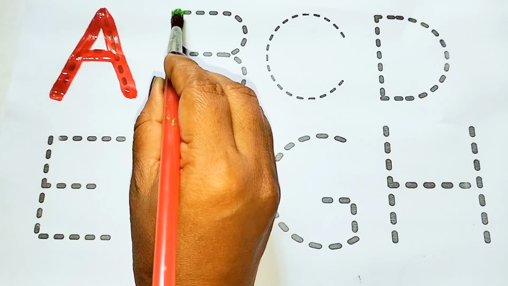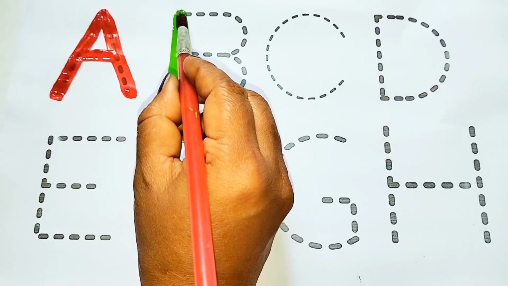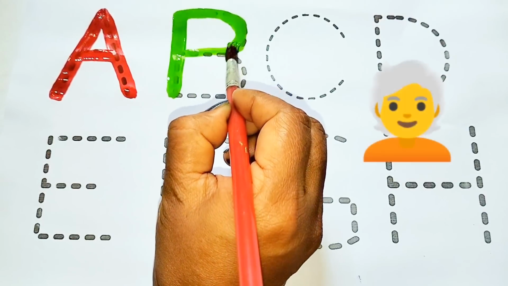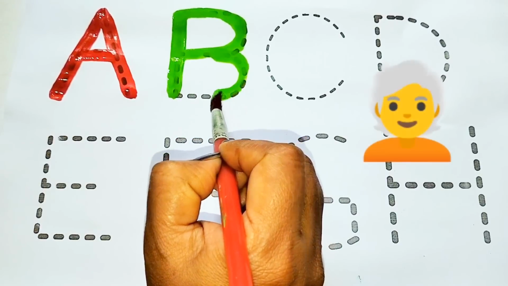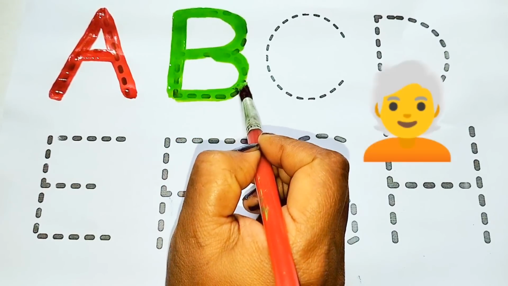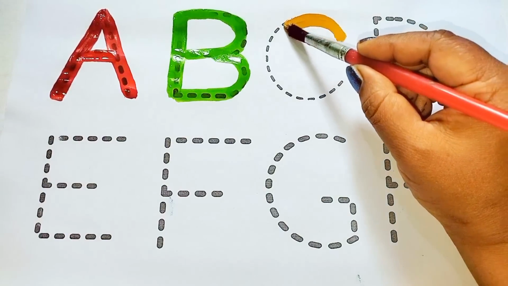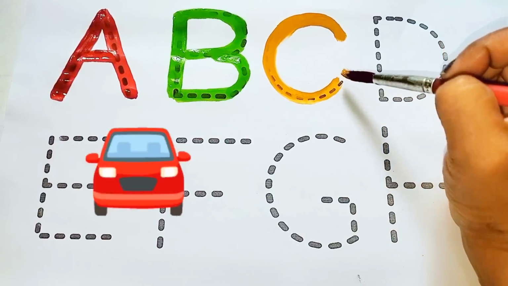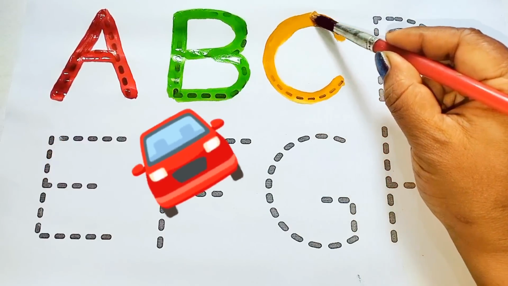Next word is B. Green color B. B for boy. B for boy. Boy মানে বালক. Boy মানে বালক. C. Brown color C for car. C for car.